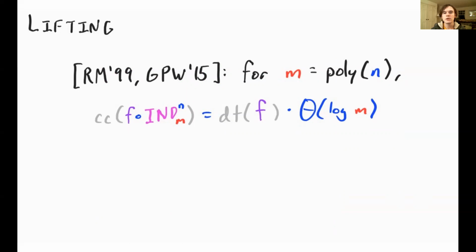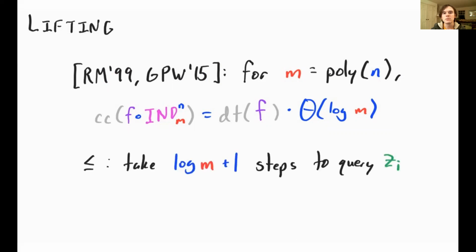So the grandfather of all lifting theorems is Raz and McKenzie from 1999, which was reinterpreted in 2015 by Göös, Pitassi, and Watson in this lifting language. And what this result shows is that if you pick m big enough, like a polynomial in n, then the communication complexity of the lifted function is the decision tree complexity of the unlifted function times a log m factor. And the log m factor is what it takes to solve the index gadget.